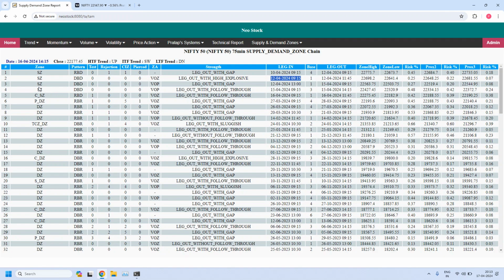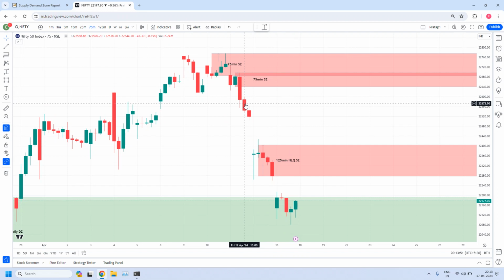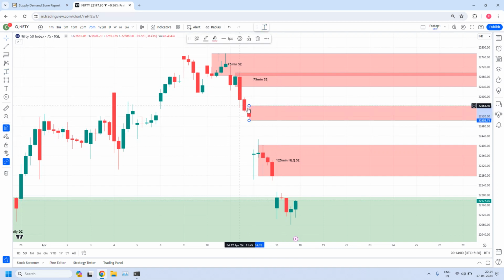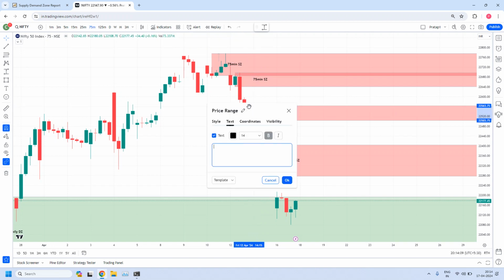And below again you have one more. That is 12-4, 1 o'clock, after that 1 base candle. So this is the one leg candle, and then we have a base candle, then again a drop candle. See, earlier the same area, 125 minutes is not considered by the software. But when it comes to 75, we identified a supply zone here. These are all normal supply zones.